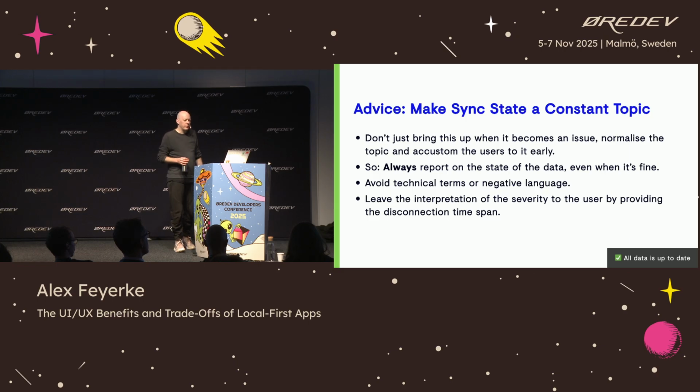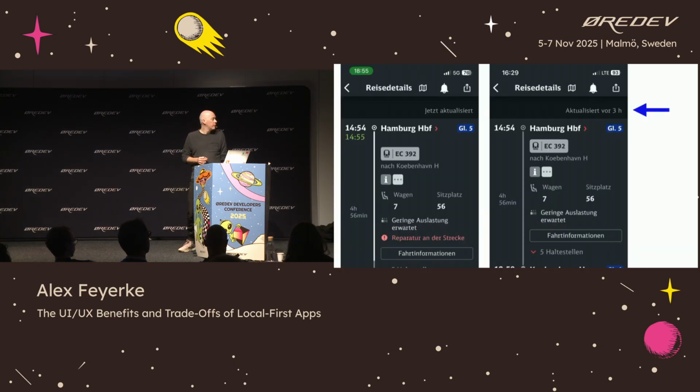And this is what people do. Like, on my way here, this is the Deutsche Bahn app. On the top left, it says updated just now. On the top right, it says updated 3 hours ago. And this is perfect, right? It has a fixed place in the UI. It's always there. It doesn't use any technical terms, and it's focused mainly on the time. And I can make the judgment of how severe that is, right? Should I be doing something? Is it really important for me to get a connection or something?